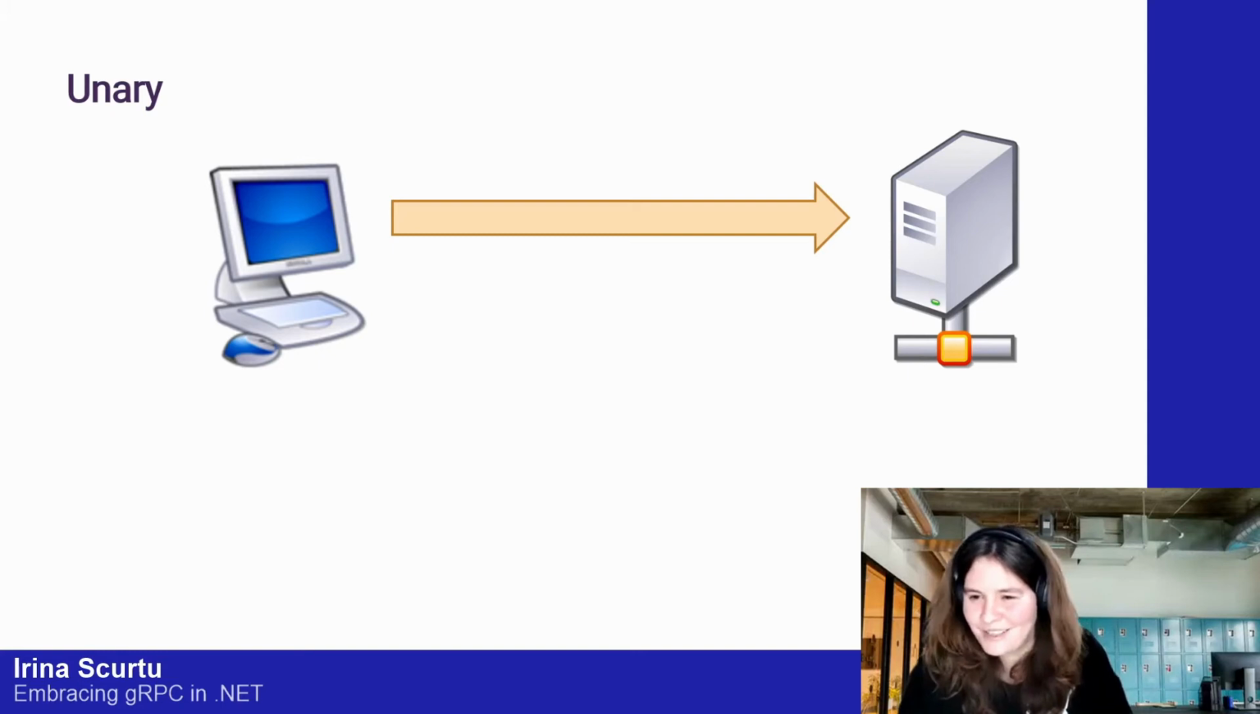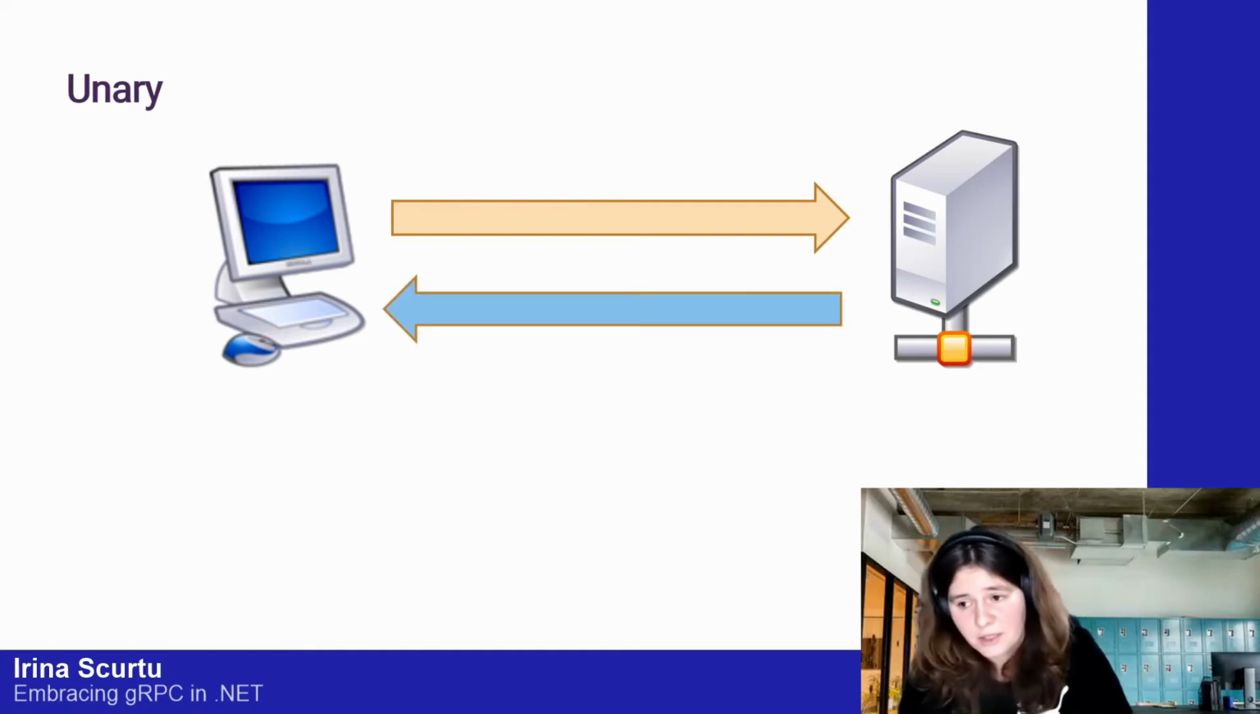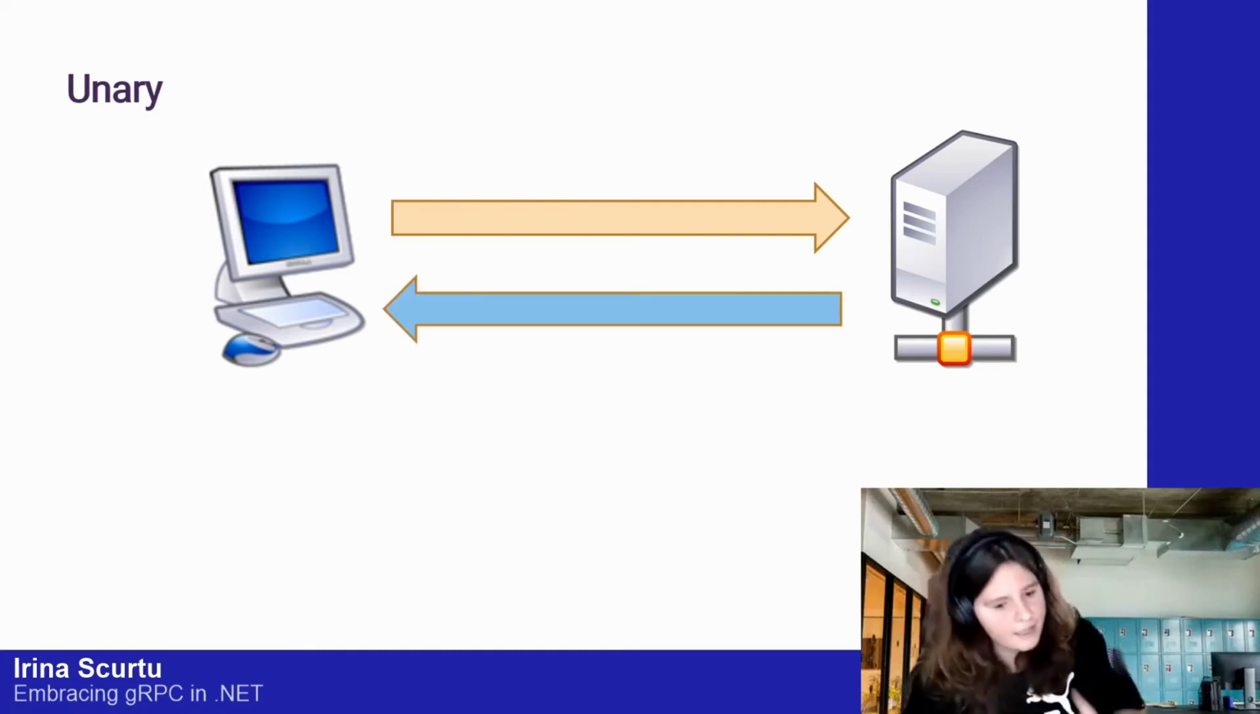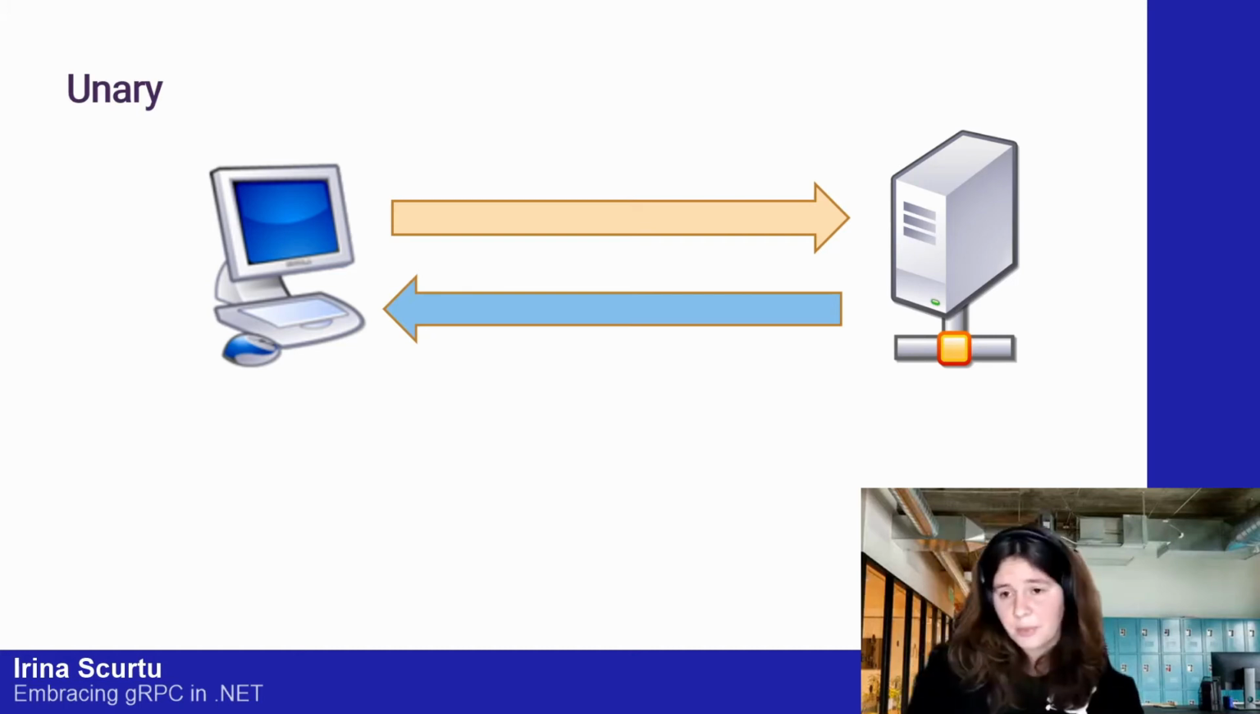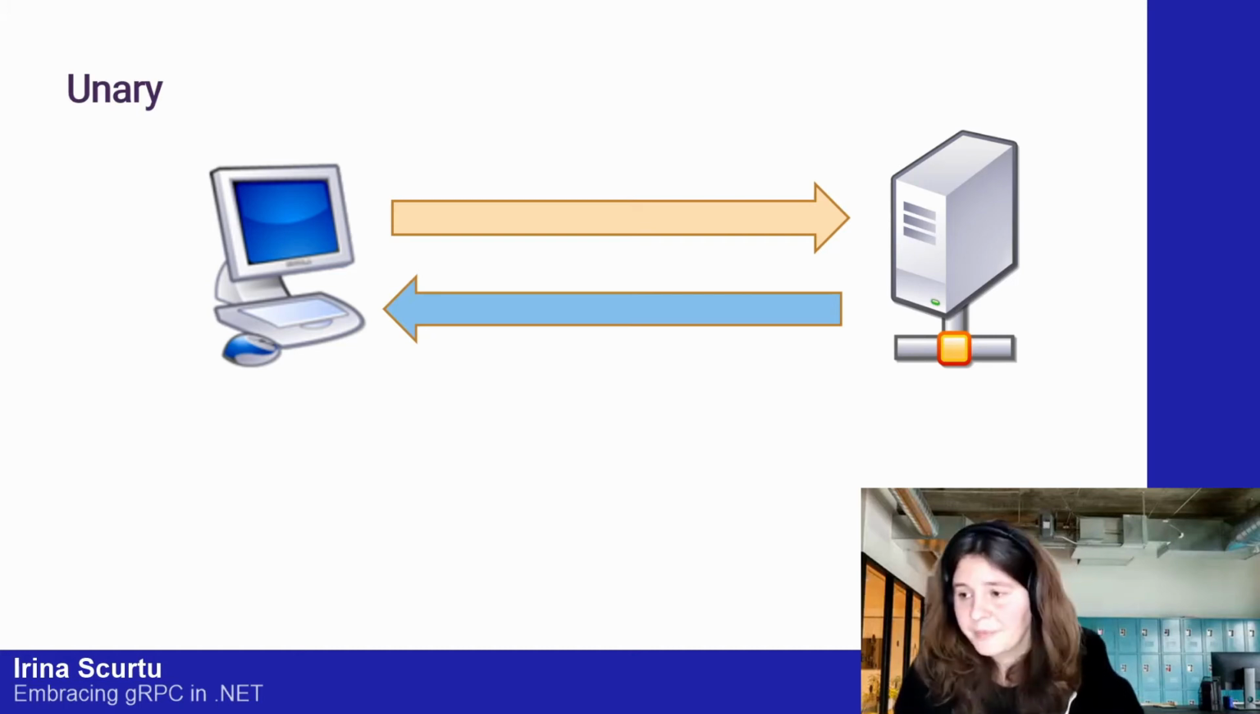So unary, you'll see here, I hope, a small representation, dummy data. Unary is what we know. There is a client that issues a request, that request goes to the server and is processed, and then an answer comes back to the client. Request response as we know it. In gRPC context, we call it unary.